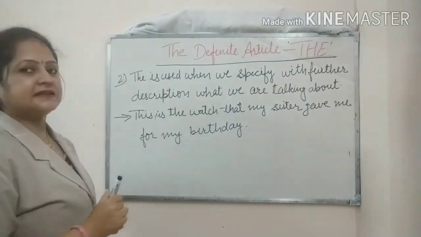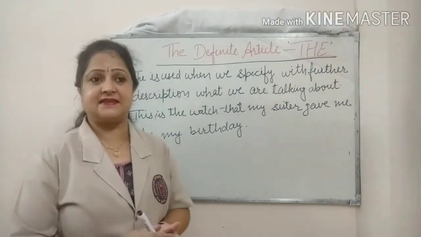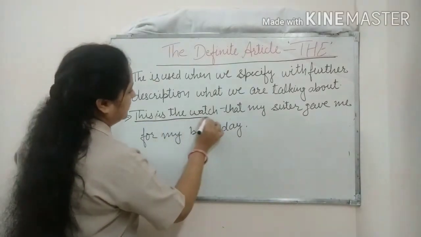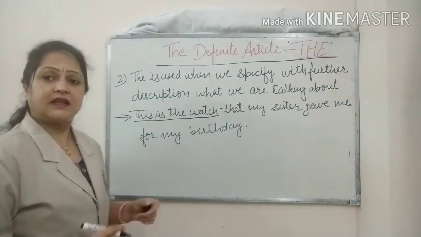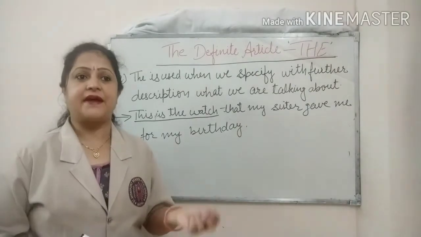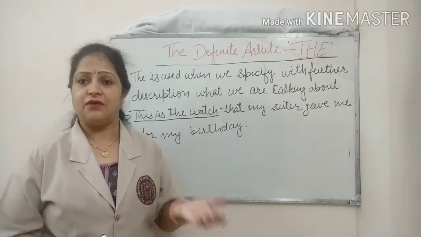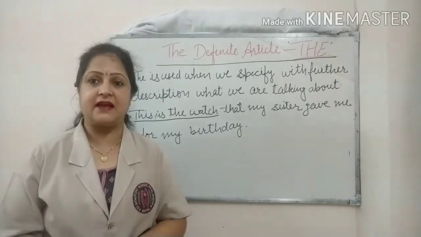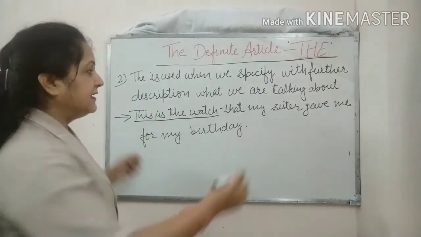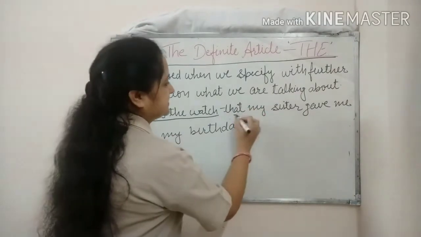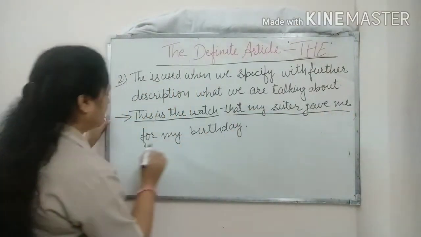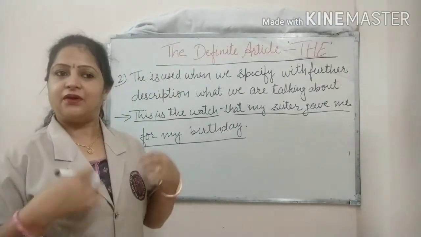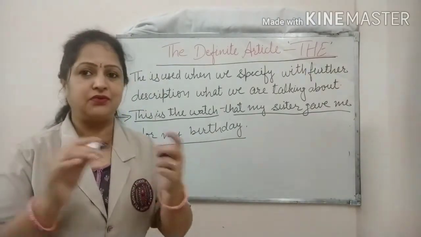In this sentence, if I say only this is the watch, then you will be confused. Why? Because you don't know about the watch. Then I give you more information about the watch, that my sister gave me for my birthday. Now this watch is known to you.